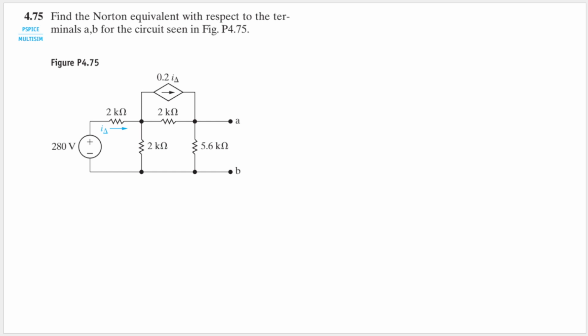Hello, my name is RD and we are going to solve this problem 4.75 from Nilsson and Riddle book. So the question is find the Norton equivalent with respect to terminals AB for the circuit seen in figure P.75.